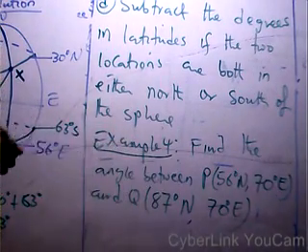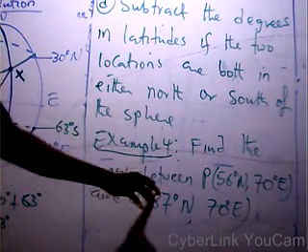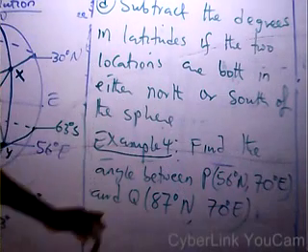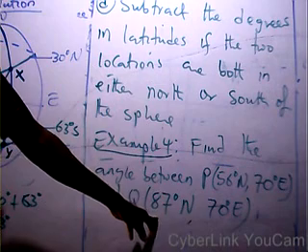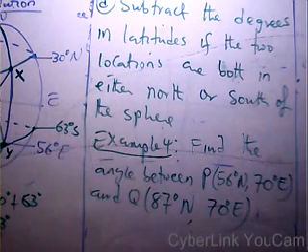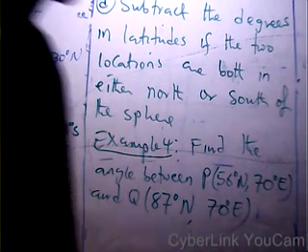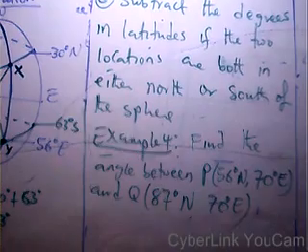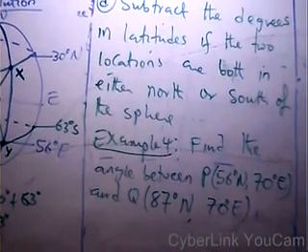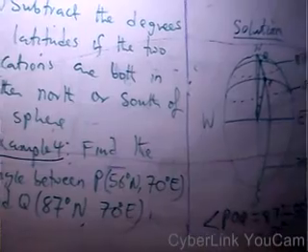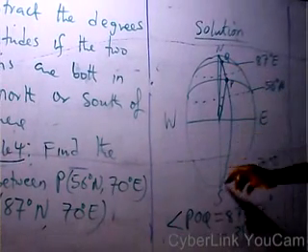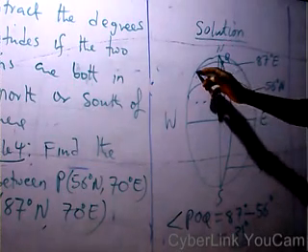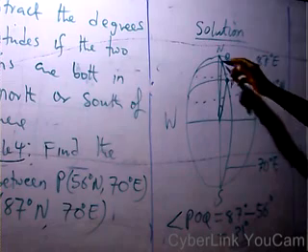Now, example: we have to find the angle between P, which is latitude 56 degrees north and longitude 70 degrees east, and Q, which is latitude 87 degrees north and 70 degrees east. So we want to find the angle between them, and the diagram is this. The first one is P, with latitude 56 degrees north and longitude 70 degrees east, and the second point is Q, with latitude 87 degrees north. This is point P.